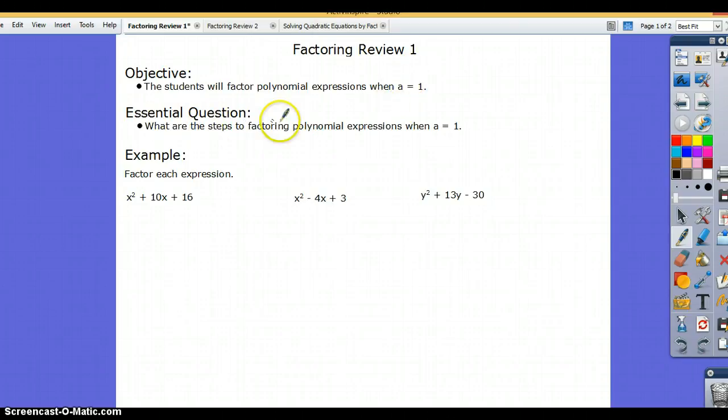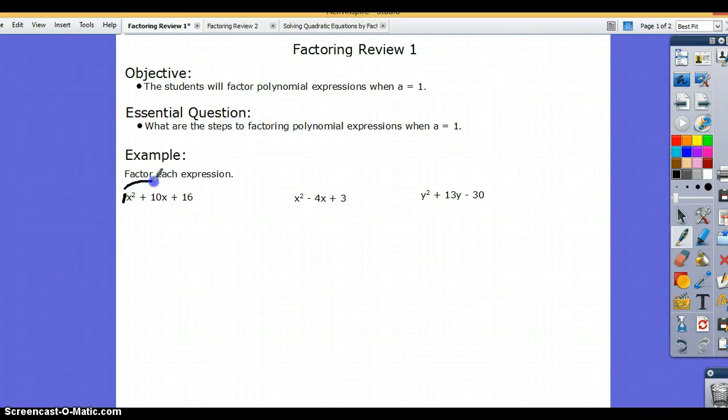And then what are the steps to factoring polynomial expressions when a equals 1? Alright, so a equals 1 means I just have x squared like I have here, or y squared like I have here. Okay, there's an invisible 1 here. Now, you don't have to do this when a equals 1, but I'm going to show it for this first one just because I want you to understand what we're going to be doing tomorrow. Okay, and it's still the same thing. So there is a 1 here, okay?